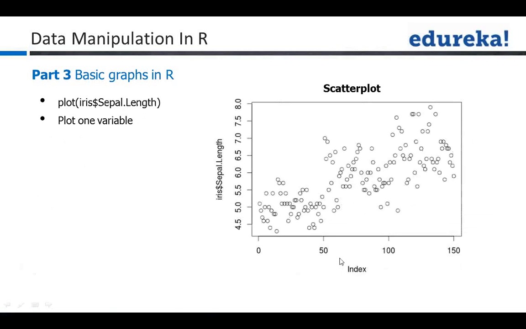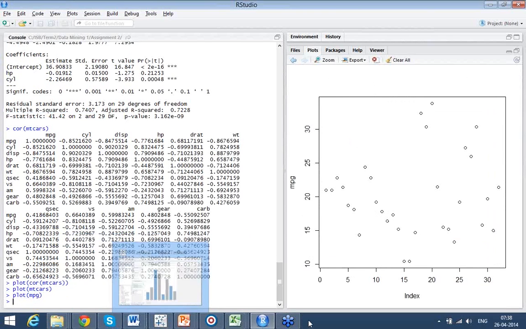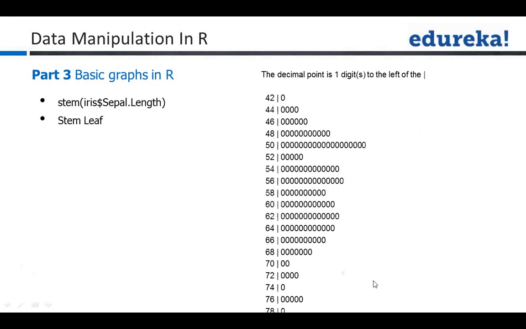So here what we had just done is plot one variable, not even against another variable. So the x-axis becomes the index. It just keeps plotting the values of each sepal length one after the other. Right? So if I just say plot MPG, it just plots all the values of the MPG. That's what they have done here.